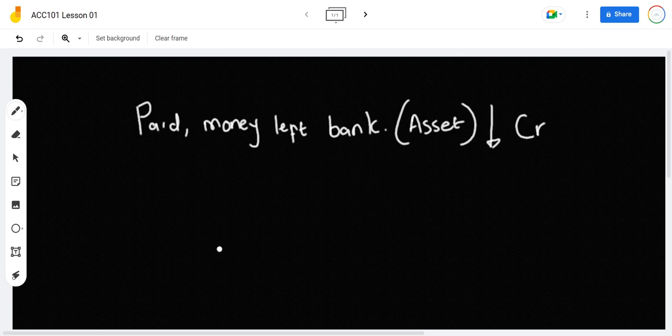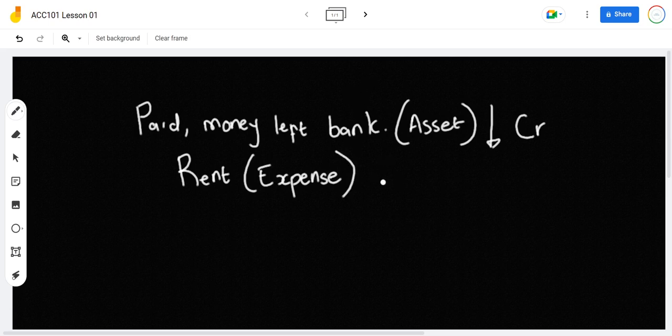So what was paid or settled? It was the rent. Rent is an expense, which is going to affect the equity. It's going to reduce the equity.